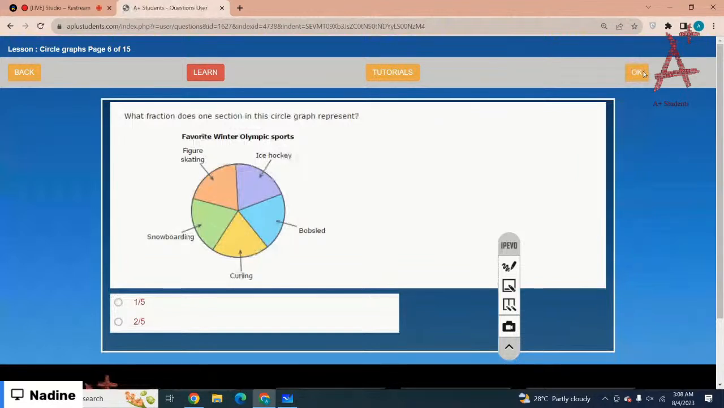What fraction does one section in the circle graph represent? So which is the correct option? The graph has total 5 sections, right? So that means one section is worth 1 out of 5. So the correct option is 1 out of 5.